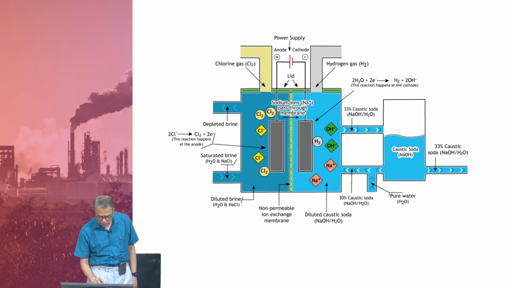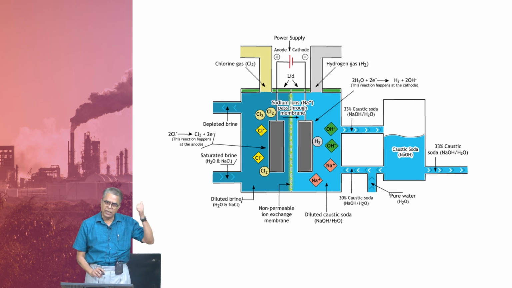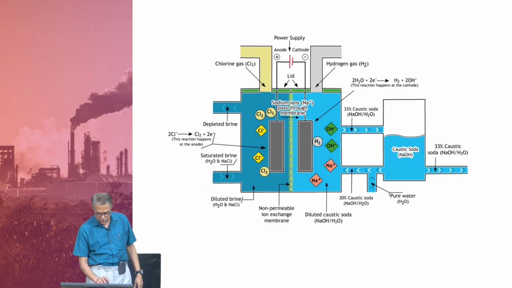So, on this side of the membrane, you put purified salt solution. There also a purified salt was coming in, concentrated brine. Here also, you can see saturated brine, purified, comes and fills up this part. So, it has Na plus, Cl minus, water. On the other side, take some dilute caustic soda. Actually you need only water, but we are adding dilute caustic soda, the reason will be clear in a minute. So, you put that in.